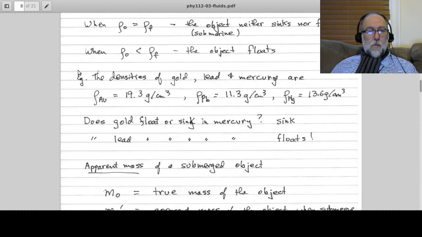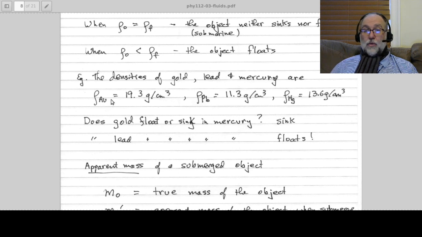All right, let's do our first example, and then we'll get to the point where we can use Archimedes' principle to measure the density of objects that we submerge, which was Archimedes' original intention. Let's take a look at whether gold floats or sinks in mercury, or whether lead floats or sinks in mercury. The way we'll do that is by comparing some densities.